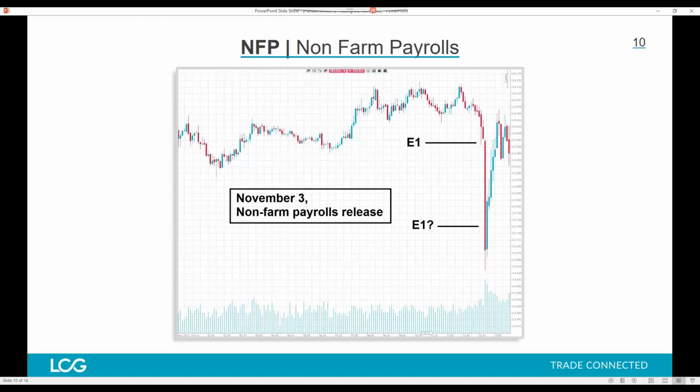Written quite simply on the chart here, E1, E1, E1 question mark. What does that mean? So basically, the mistake a lot of new traders make when it comes to trading the news is that you think that you're faster than the market.